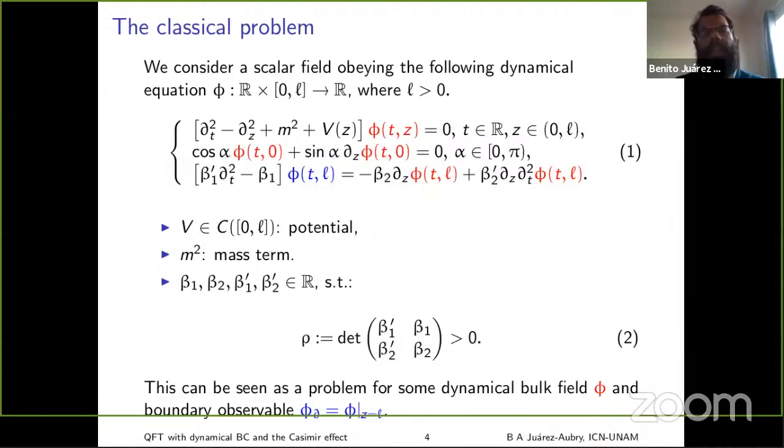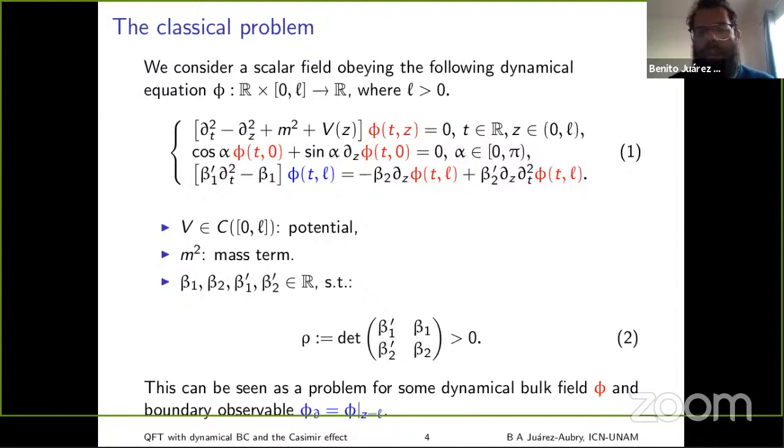So let's jump into the classical problem after that motivation. I'm going to consider a scalar field defined on an interval of length L. Here L is a positive real number, and this is a real scalar. Equation 1 defines the dynamics of the system. On the first line, we have simply the Klein-Gordon equation with a potential and a mass term. And on the second line, we have a boundary condition on the left end of the interval. At z equals 0, we have a Robin boundary condition. This is just the standard boundary condition that is a linear combination between the value of the field and its normal derivative at the boundary.